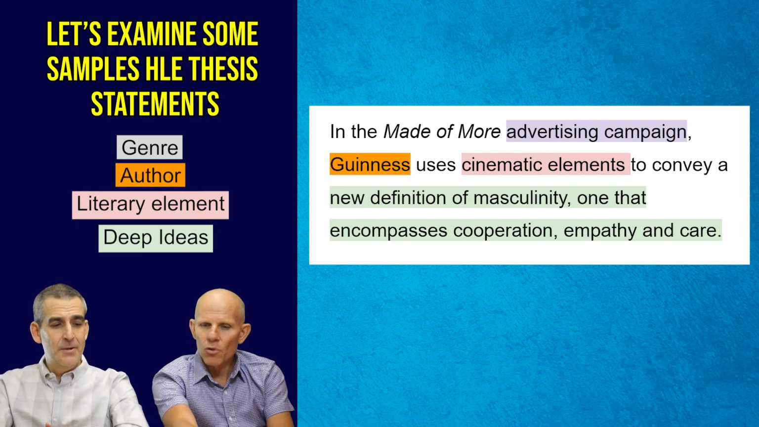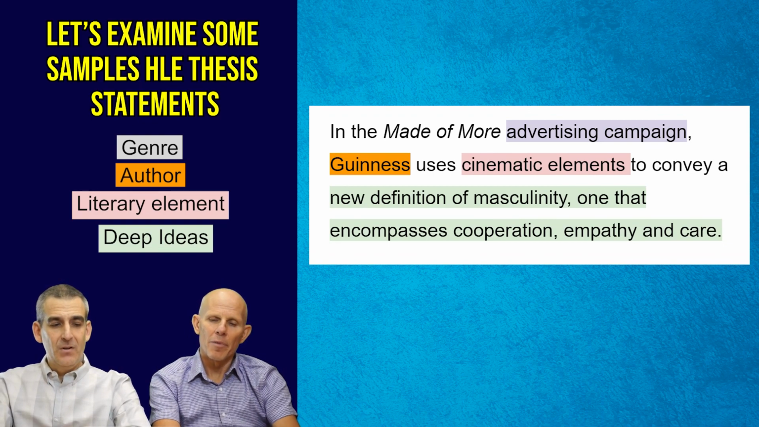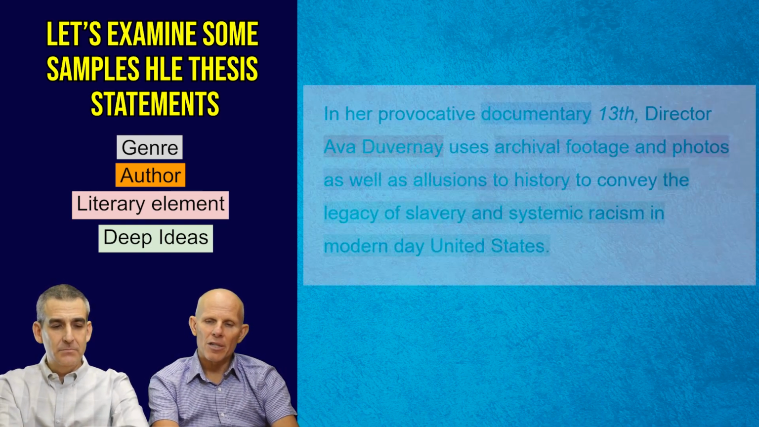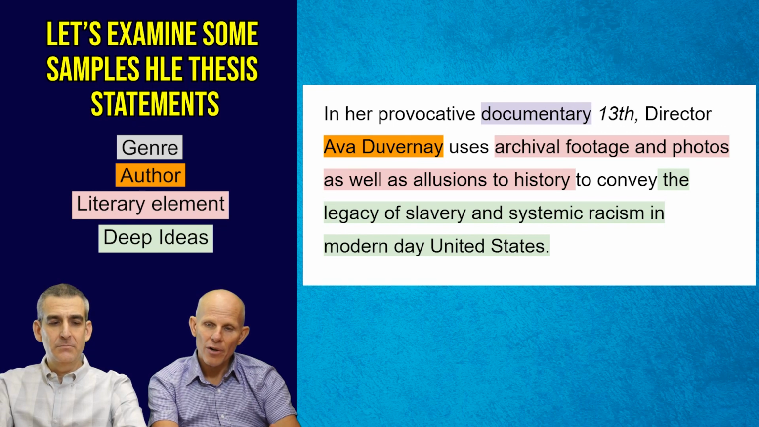Let's do one more, Giles. Yeah, let's do one more. I want to do one more that's a documentary one. In her provocative documentary 13th, director Ava DuVernay uses archival footage and photos as well as allusions to history to convey the legacy of slavery and systemic racism in modern-day United States.